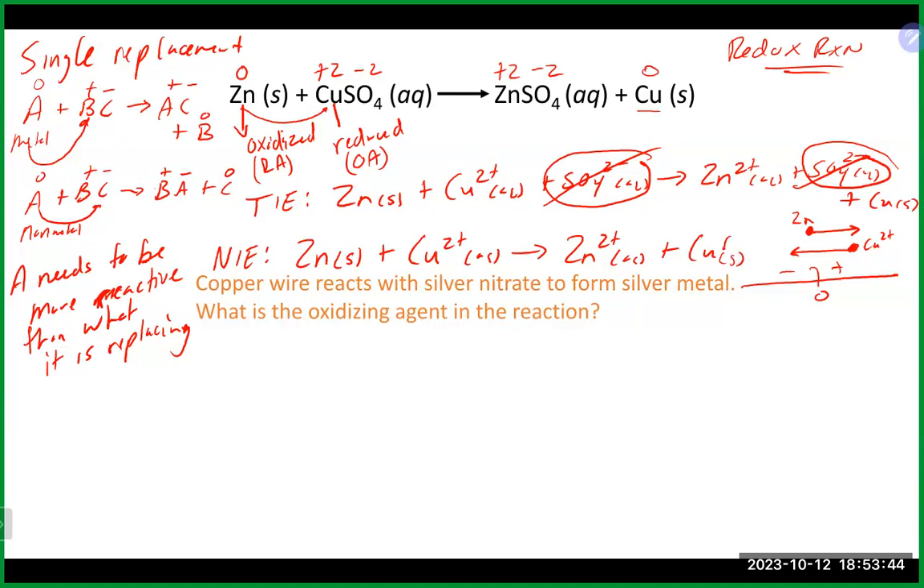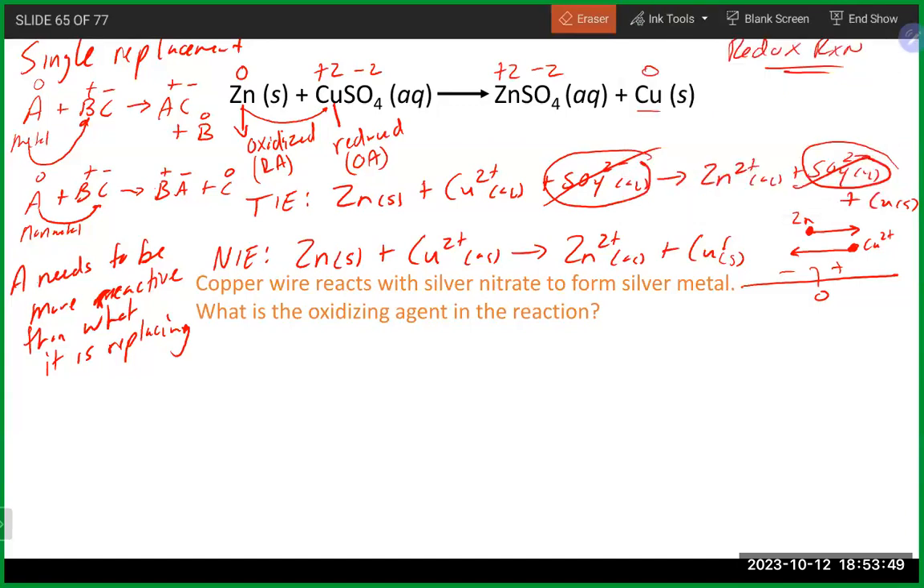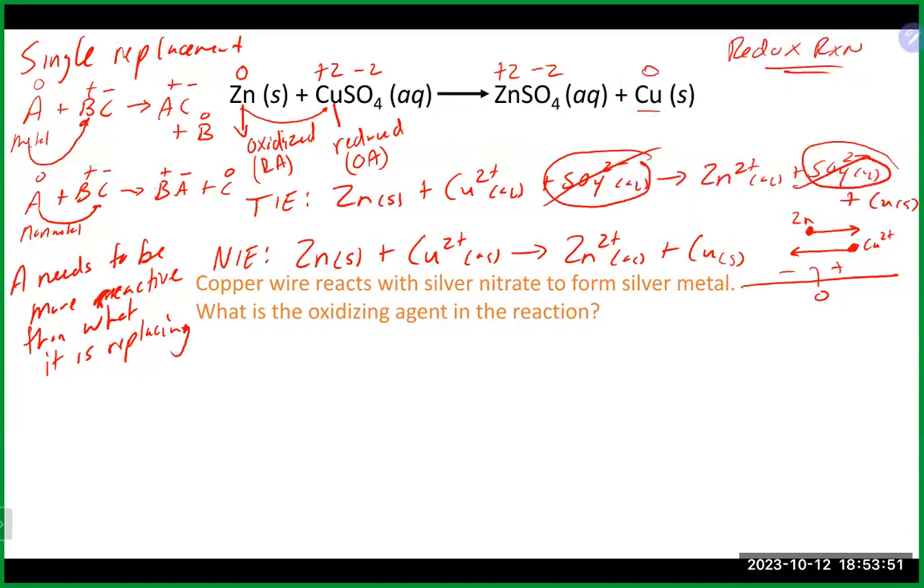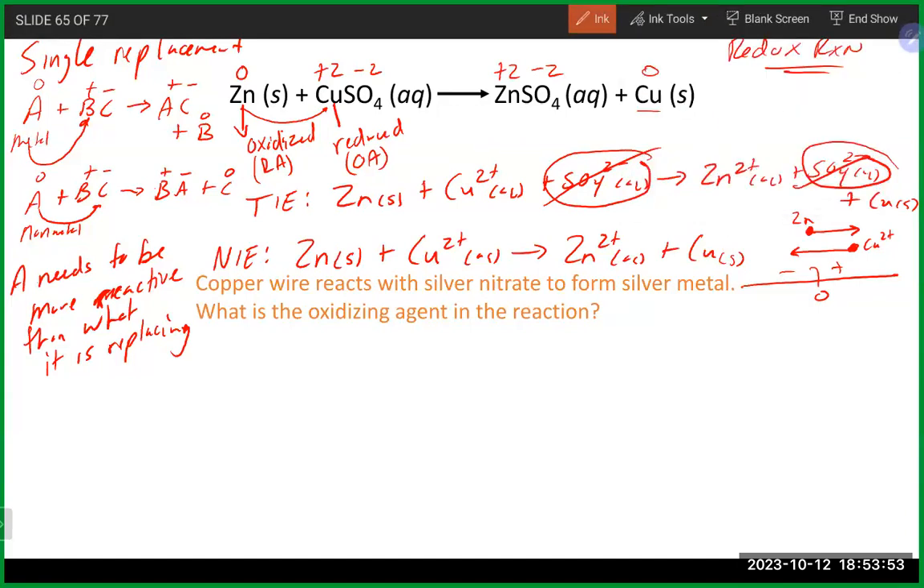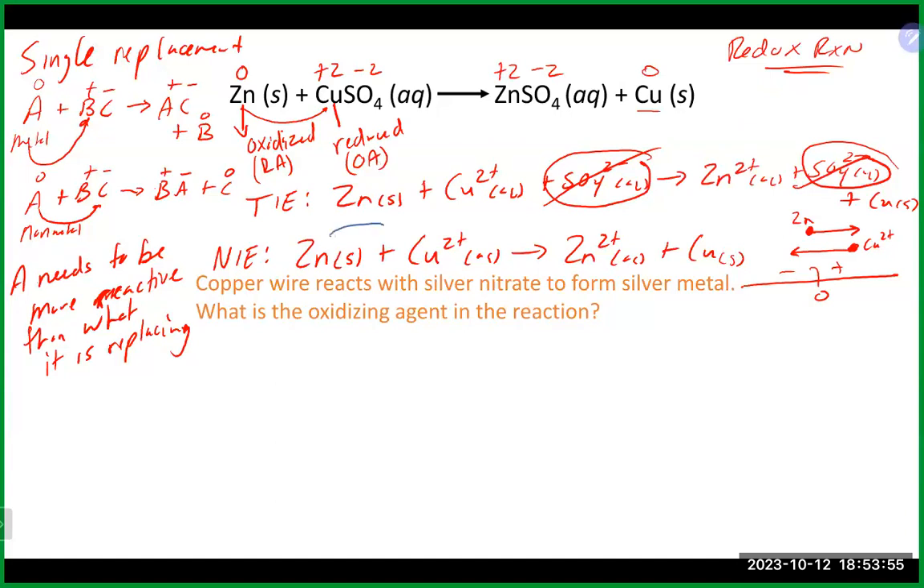So essentially what is really happening is this is our redox reaction. The zinc is essentially shuttling over a couple of electrons to the copper that has a plus 2 charge. When the copper with a plus 2 charge gains those electrons, it becomes reduced and will form solid copper.